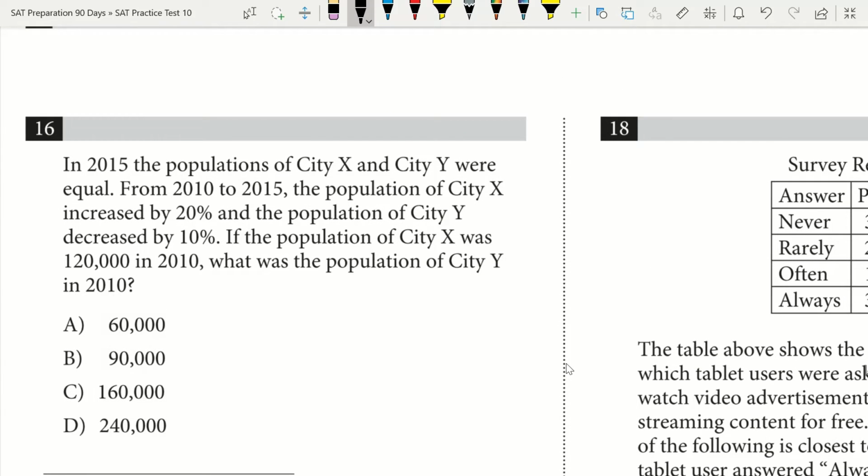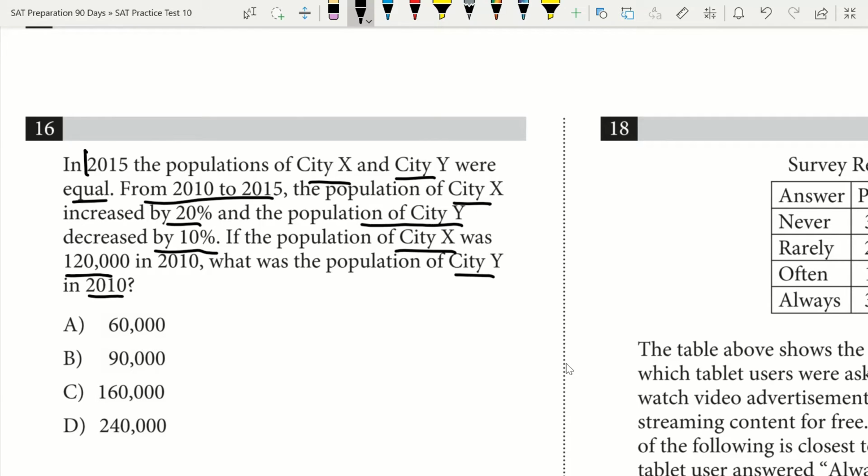So in 2015, the populations of city X and city Y were equal. From 2010 to 2015, the population of city X increased by 20% and the population of city Y decreased by 10%. The population of city X was 120,000 in 2010. What was the population of city Y in 2010?